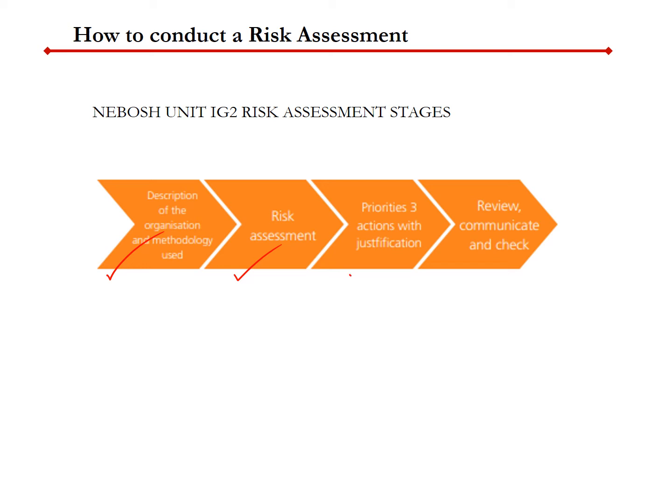Then they have to choose three actions, the priorities, the three top risks. They have to prioritize them with justification, and then they have to review, communicate, and check. So they have to follow this process.